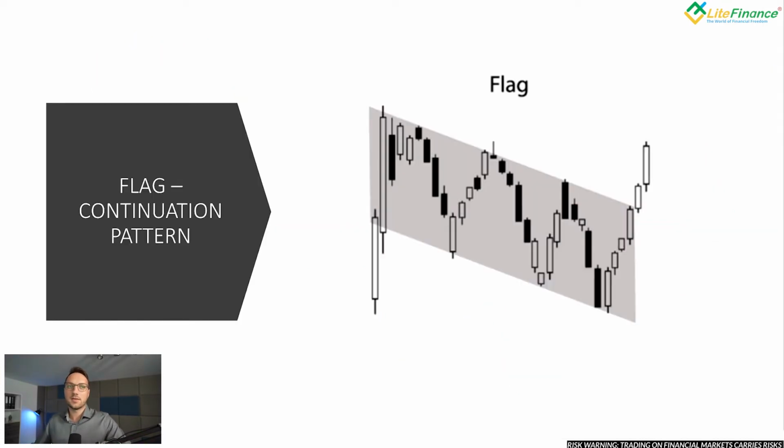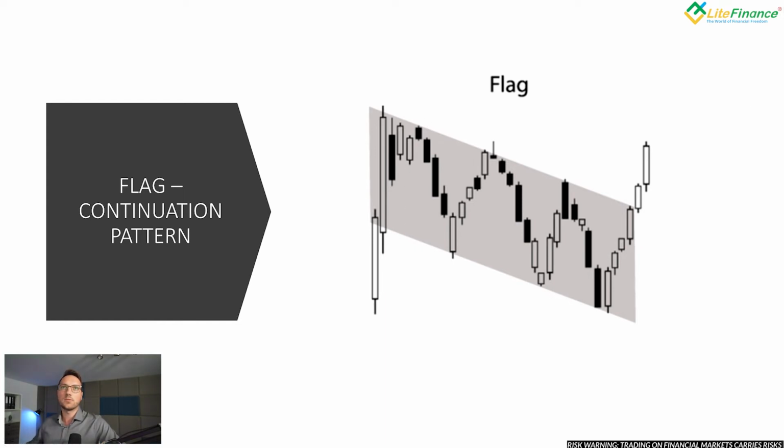Next one is the flag. The flag is a continuation pattern. Many times you will mistake a flag for a wedge or something like that, which are bilateral patterns. But most often the flag is formed after a strong upward movement, or after a strong downward movement, and we have the consolidation that occurs in the opposite direction to the trend.